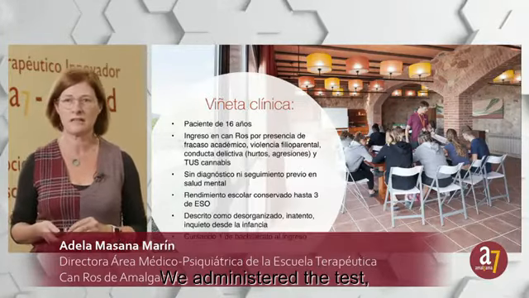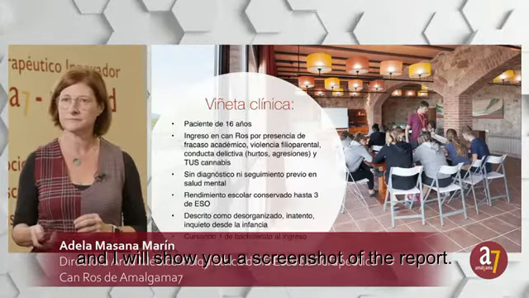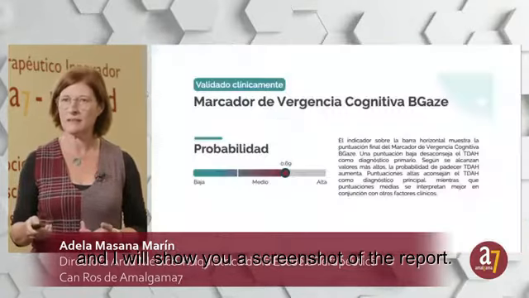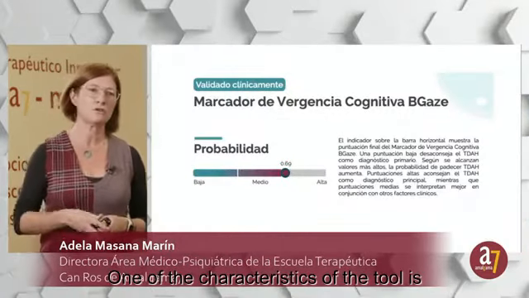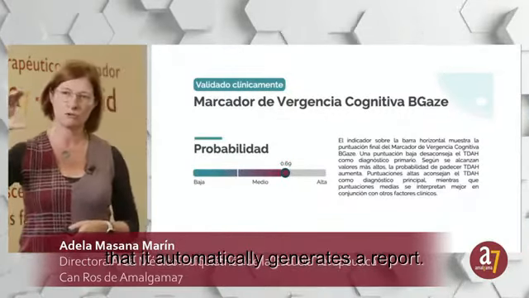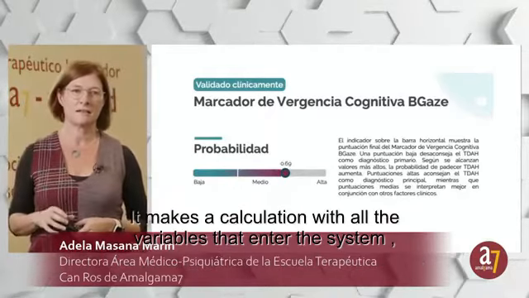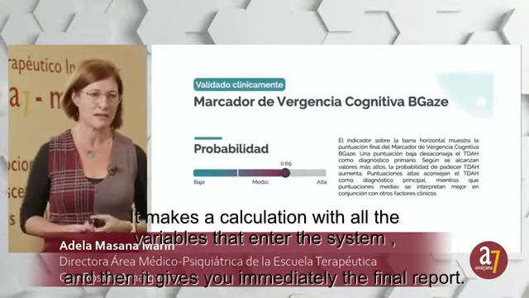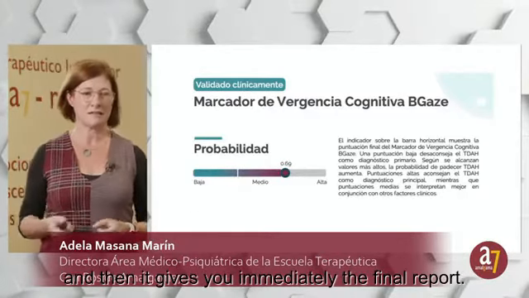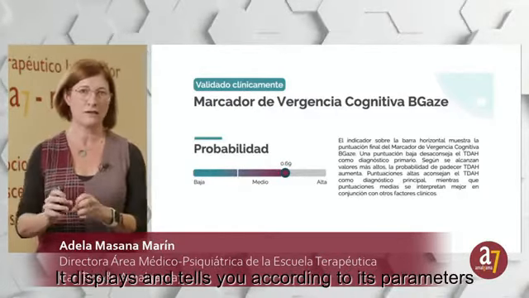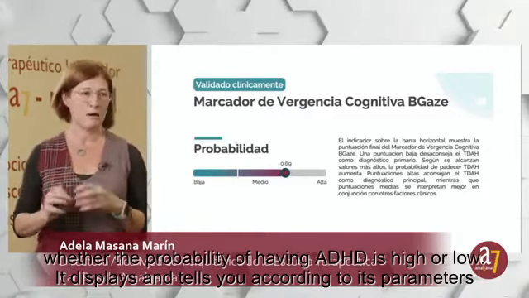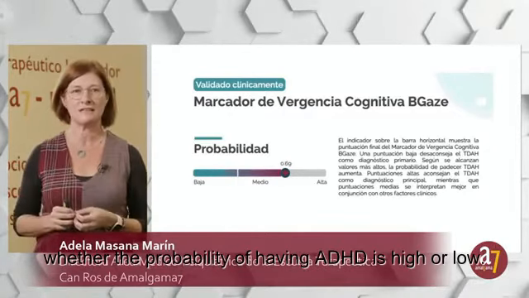We administered the test, and I will show you a screenshot of the report. One of the characteristics of the tool is that it automatically generates a report. It makes a calculation with all the variables that enter the system, and then it gives you immediately the final report. It displays and tells you according to its parameters whether the probability of having ADHD is high or low.